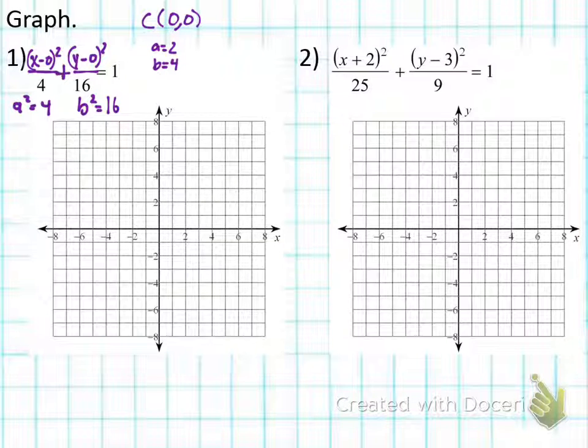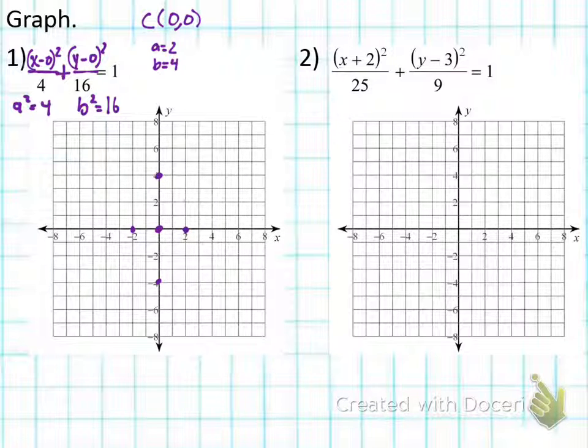Center is 0, 0, so I'm going to go to 0, 0 and plot a point for the center of my ellipse. Then I'm going to go to A. A is how far to left and right I'm graphing, so I'm going to go left 2 and right 2. B is 4, so I'm going to go up 4 from the center and down 4 from the center and draw a point in these sections, okay?